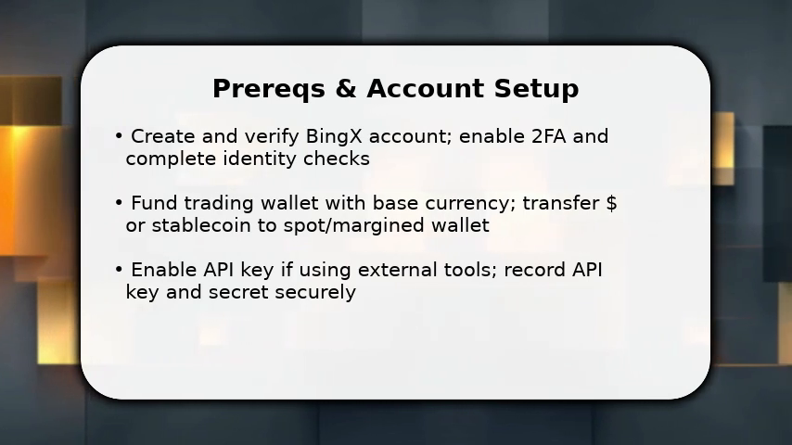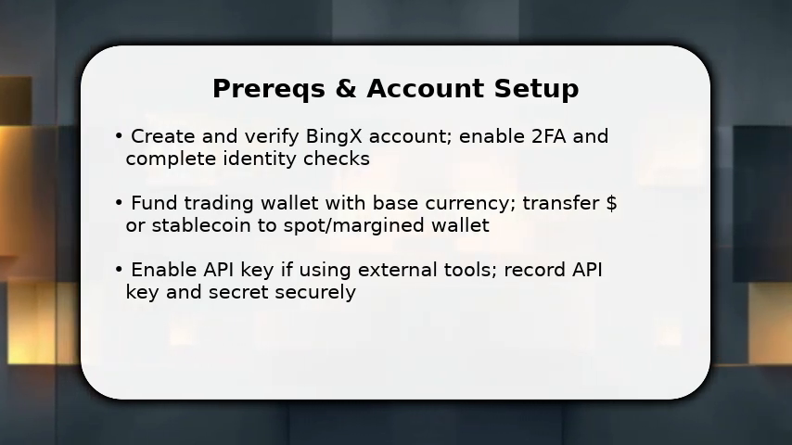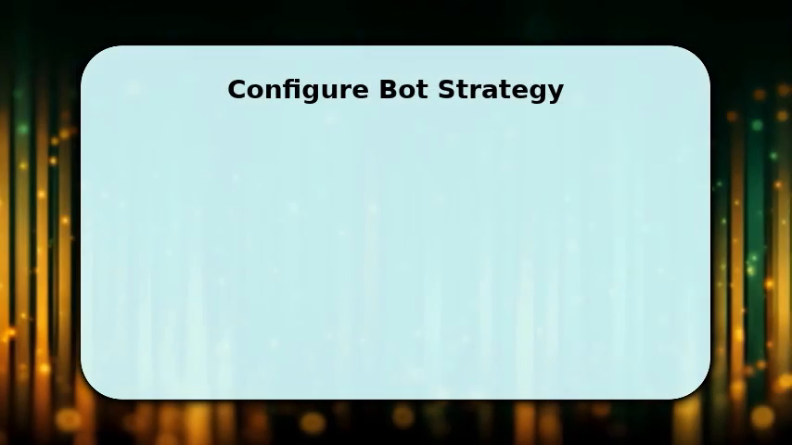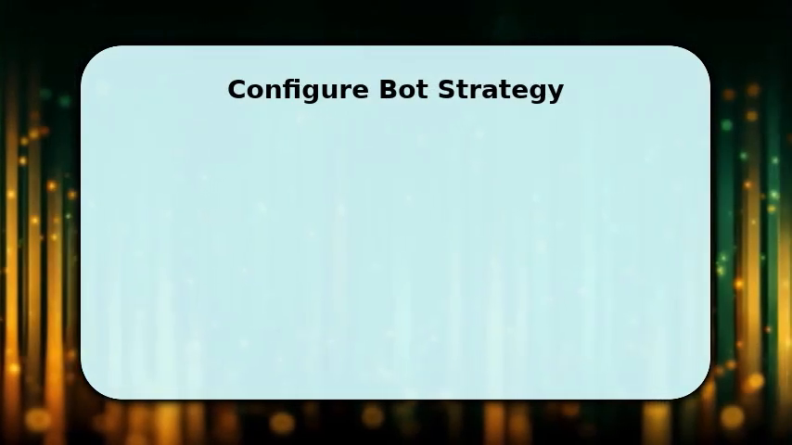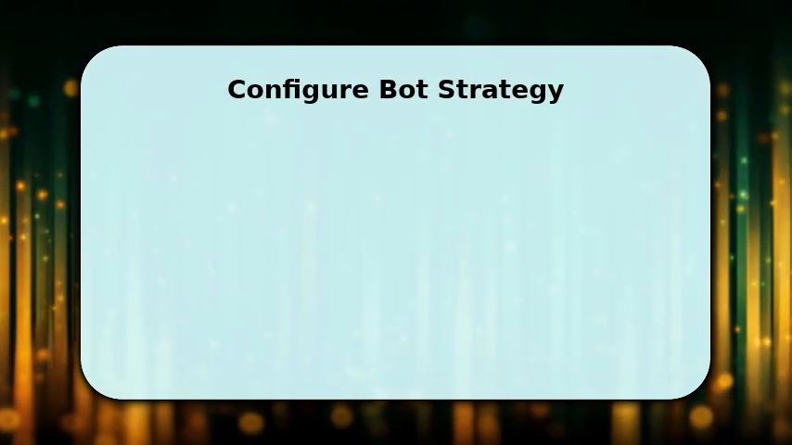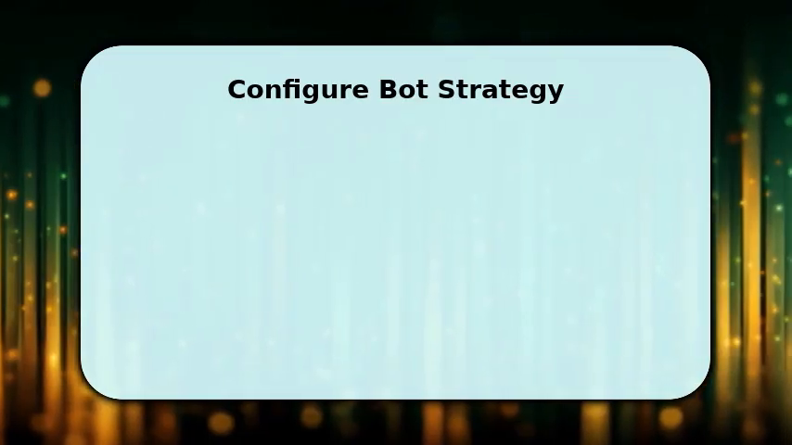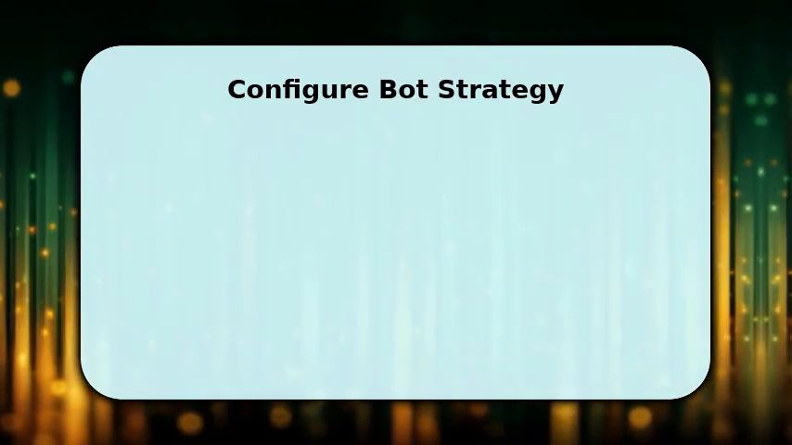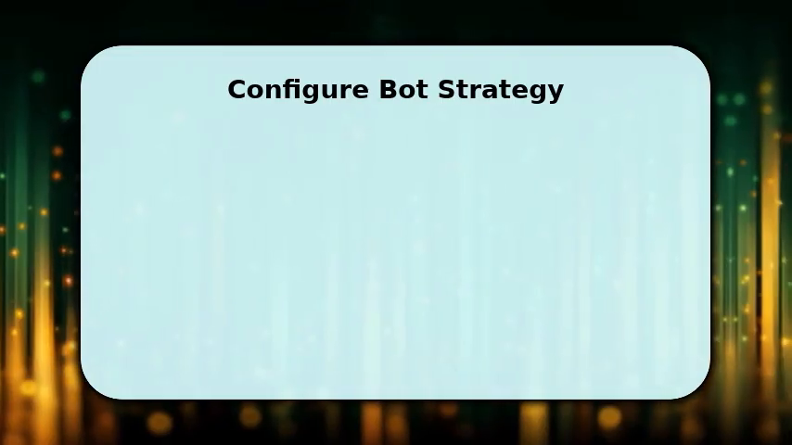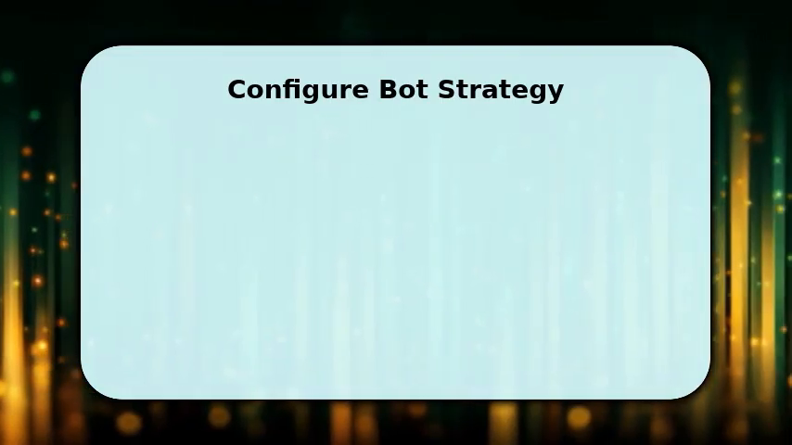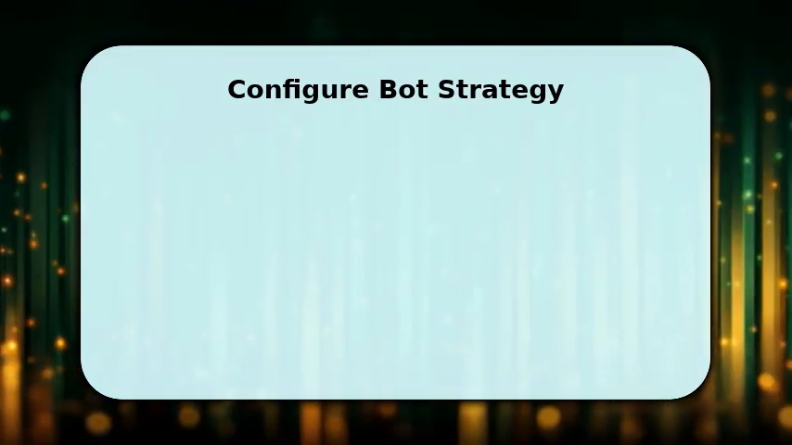panel. You now pick the bot type that matches your goal: grid for range trading, DCA for scaling into positions, or arbitrage for spreads, because each behaves differently. Once chosen, set precise parameters: entry and exit prices, order sizes, grid spacing, and a stop loss. These control risk and capital efficiency.